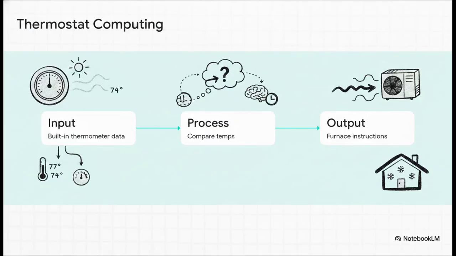Let's break down the thermostat's decision-making process as our perfect little micro-example. So for input, it gets data from its built-in thermometer. Let's say it reads 77 degrees, and it compares that against your input of, say, 74 degrees. Next, it processes that data. It essentially asks a logical question. Is the current temperature higher or lower than the desired setting? It might temporarily store this historical data in its memory, right? And finally, it outputs an instruction, sending an electrical signal to your AC unit to kick on and cool the house down. Boom. That is a complete computing system right there on your wall.